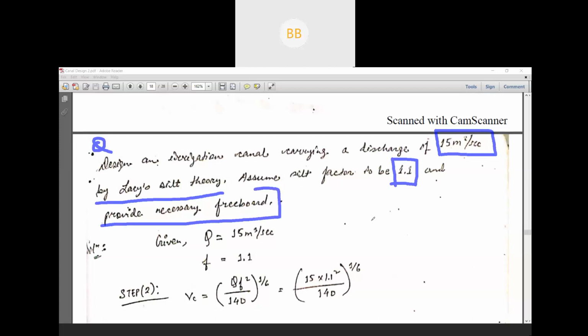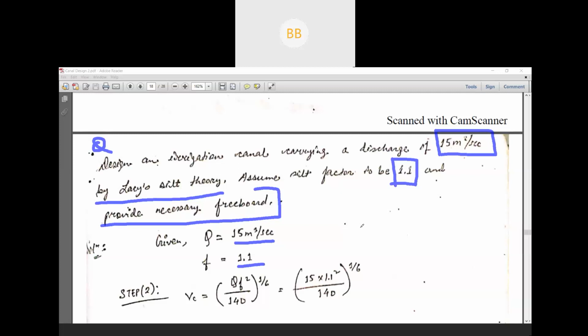So we have to design an irrigation canal for a discharge of 15 meter cube per second by Lacey's silt theory. The silt factor is given as 1.1, and we need to provide necessary freeboard. So what is freeboard? We have already discussed it in the last class. So given is a discharge of 15 meter cube per second and a silt factor of 1.1.